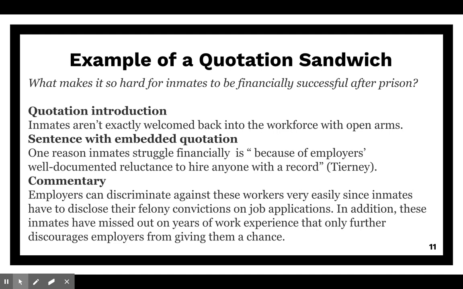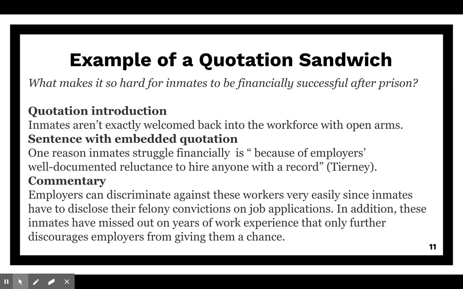So I'm taking basically a question that relates to prison and the poverty trap, and I am providing an answer to that using this method. So I just created a question, and now I'm answering it using the tyranny source. So what makes it so hard for inmates to be financially successful after prison? And so I've got my sentence introducing the quote. Inmates aren't exactly welcomed back into the workforce with open arms. So that's my introduction.